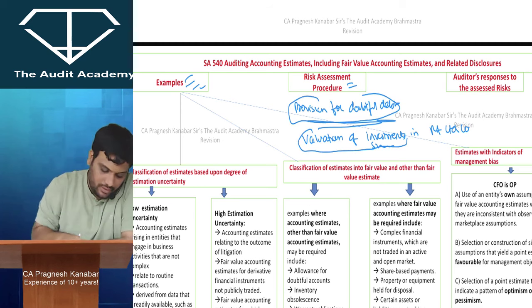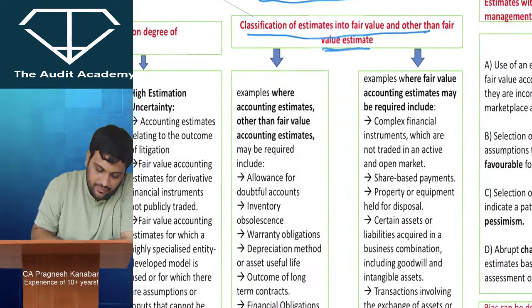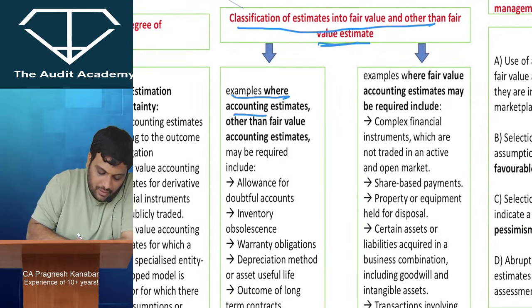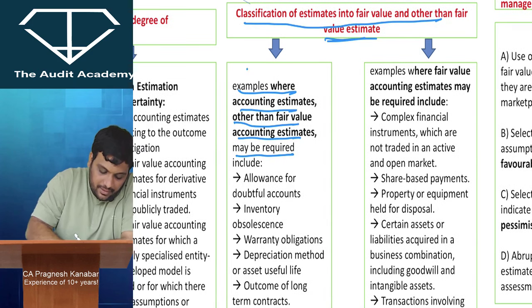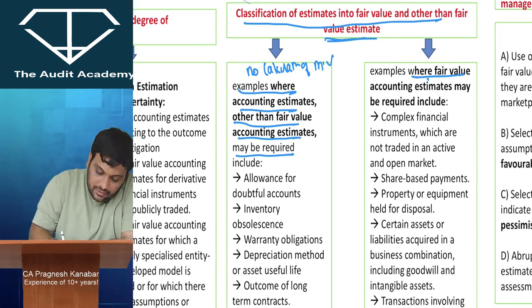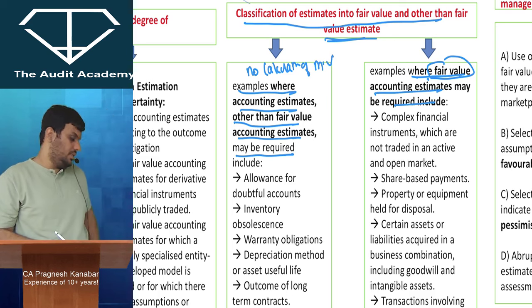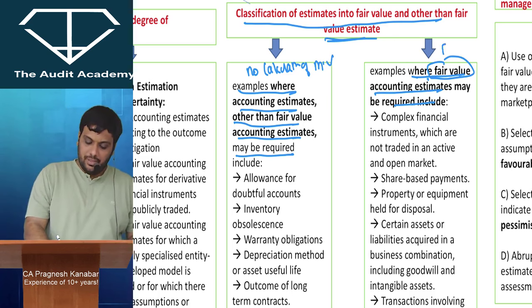Okay, so look at this. Classification of estimates into fair value and other than fair value estimates. Examples where accounting estimates other than fair value accounting estimates may be required. That means there is no calculation of market value over here. Whereas there are some estimates where you will have to compulsorily calculate the fair value, only then can you come to the conclusion what should be the amount of that particular estimate. That means fair value or market value calculation is compulsorily required.